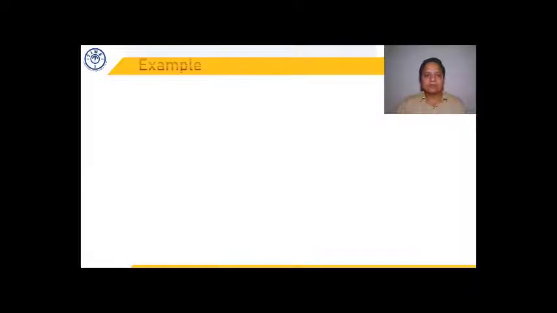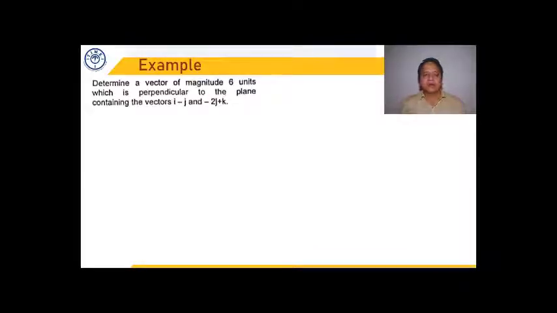Now we take an example. Determine a vector of magnitude 6 units which is perpendicular to the plane containing the vectors i minus j and minus 2j plus k. So we have to find a vector of magnitude 6 units which is perpendicular to the plane containing the vectors i minus j and minus 2j plus k.